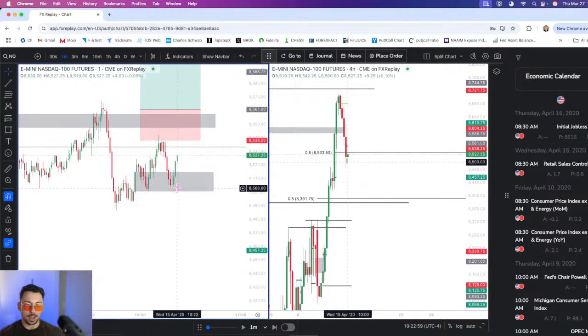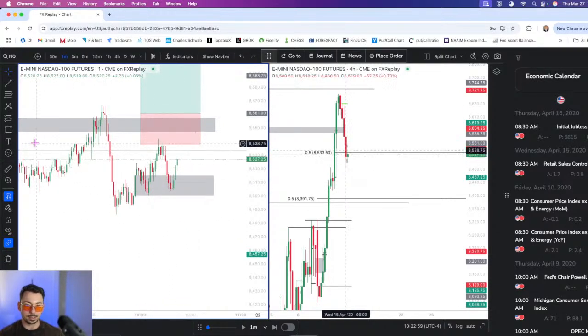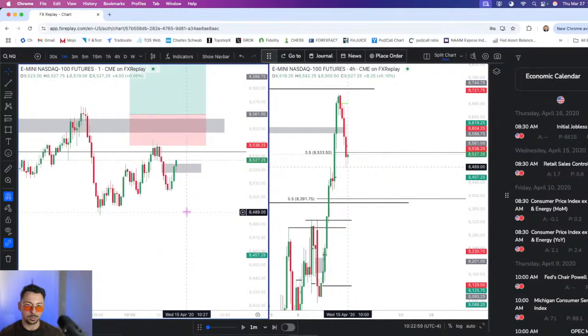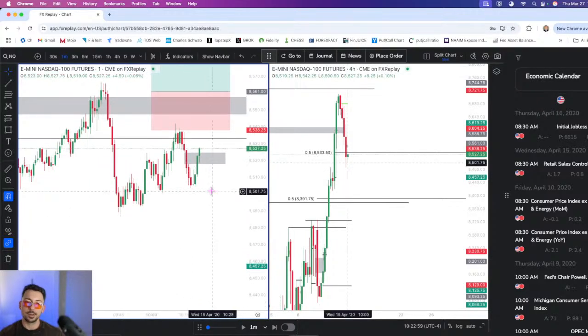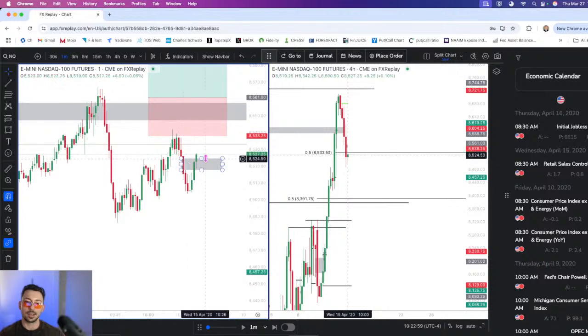This is a tough one. I would need to see if there's an SMT with ES here. So we're delivering from a bullish fair value gap, and we do have an inverse to the upside here. 10:22. What do you guys think? Is this a good inverse to take?